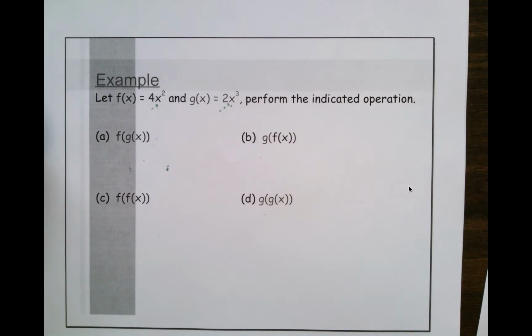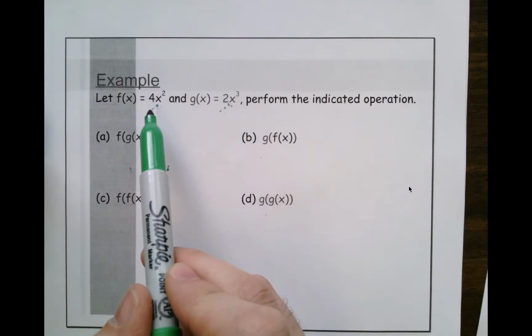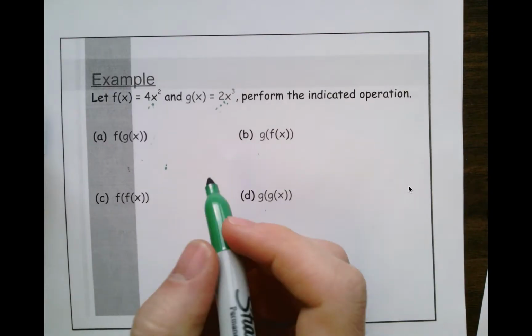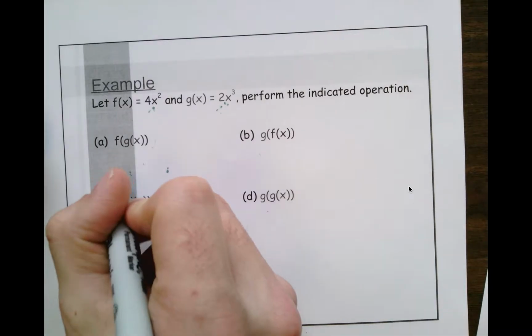Alright, we'll do it again. Same idea. Now f of x is defined as 4x squared. G of x is defined as 2x cubed. So, looking at this, we'll start with g of x.